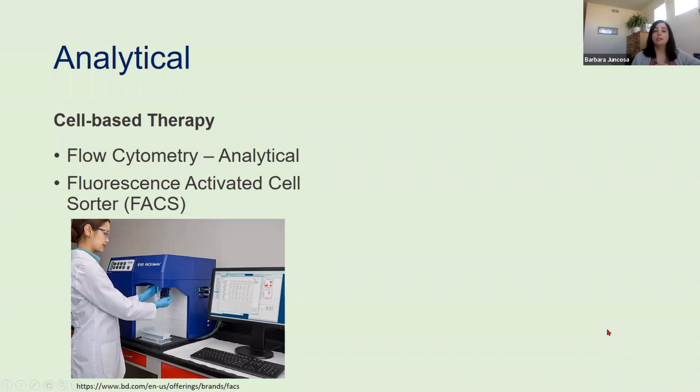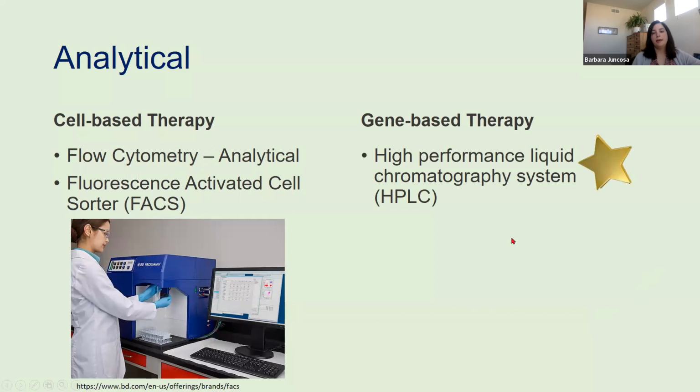Yep, so on the cell-based therapy side, again, flow cytometry is going to be important. And if you want to even go further, you can do FACS analysis. And then on the gene-based therapy side, we have HPLC, which Isso just talked about, to look at empty versus full capsids. But again, that was another one of these instruments that industry said gold star, not required, but would go the extra step for that.